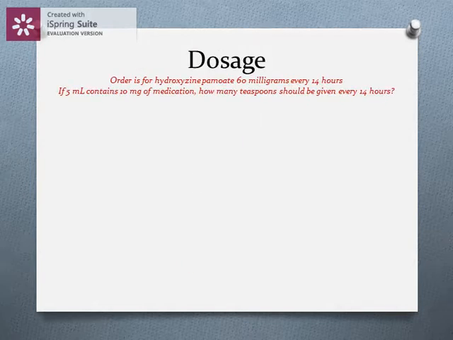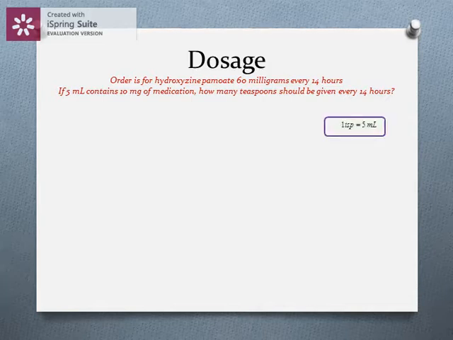In this final example, we have an order for hydroxyzine. Forgive me, my vocabulary is not as good as yours. Pamoate at 60 milligrams every 4 hours. Okay, so this is our order, and we realize that 5 milliliters will contain 10 milligrams of the medication. Then we're asked for the number of teaspoons that should be given, because this is some order where we're receiving teaspoons of a medication.